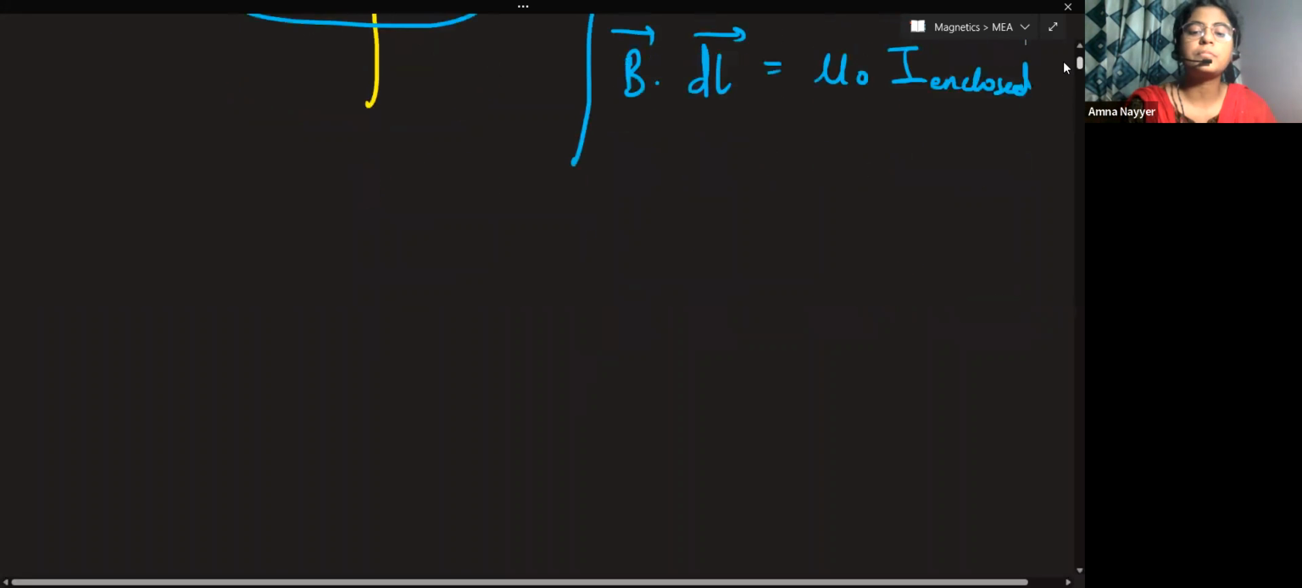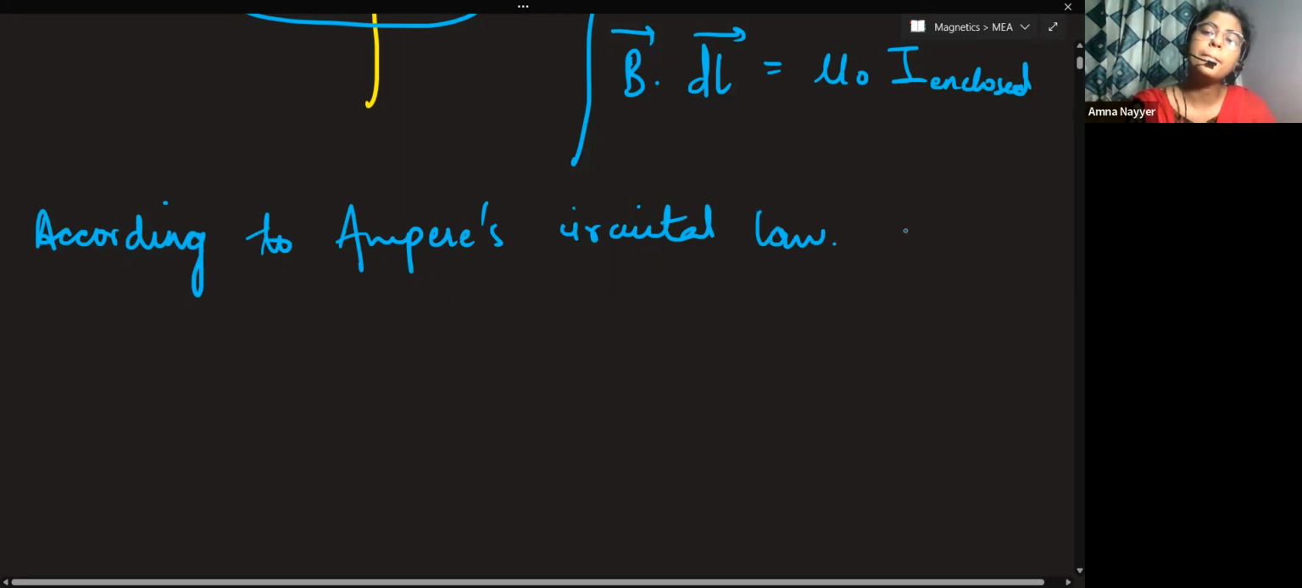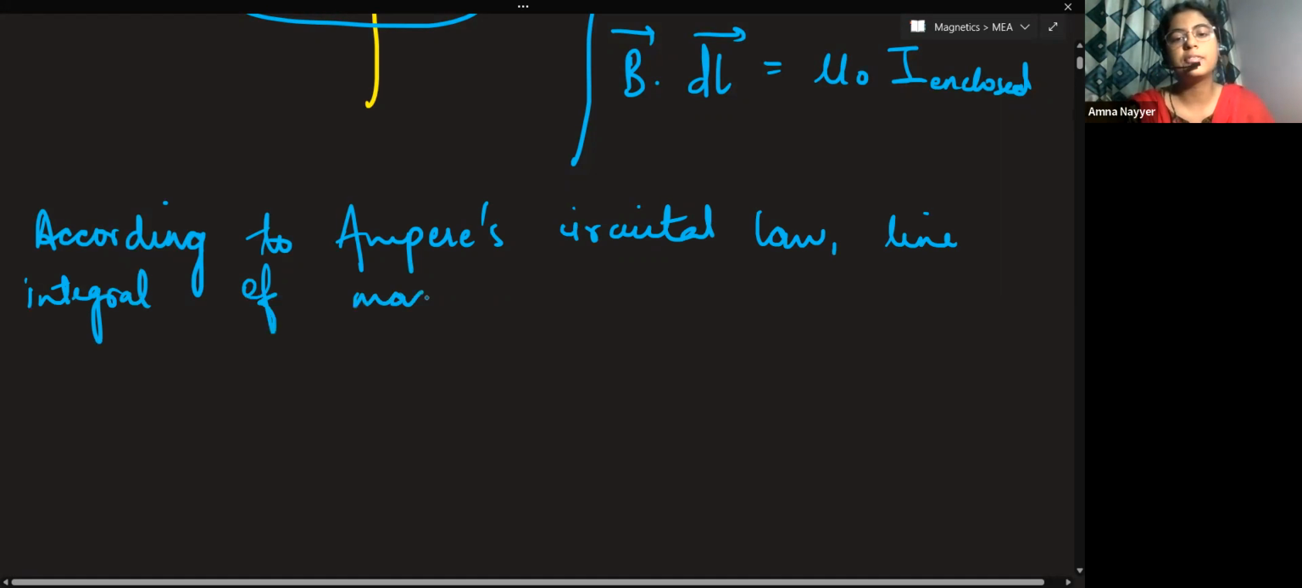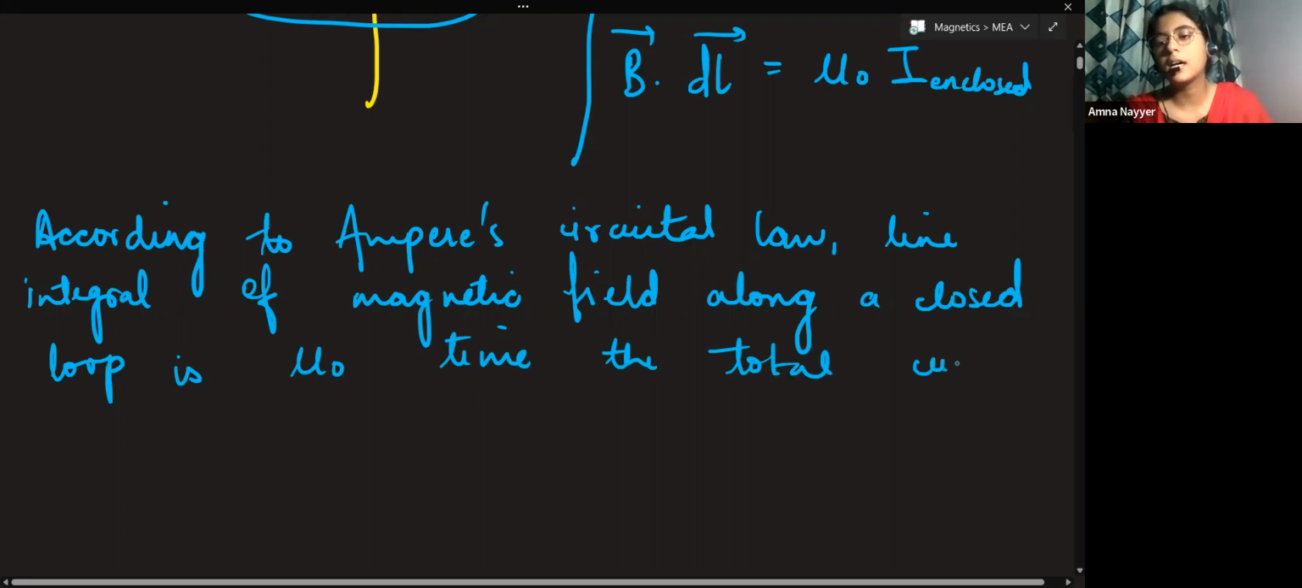First, let me write down the law. The law says, according to Ampere Circuital Law, the line integral of magnetic field along a closed loop is mu naught times the total current enclosed by the loop. This is the exact statement: enclosed by the loop.